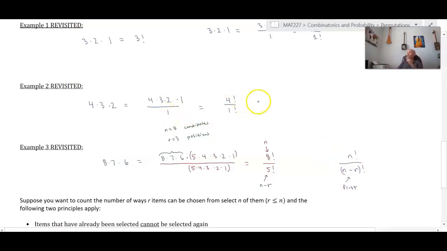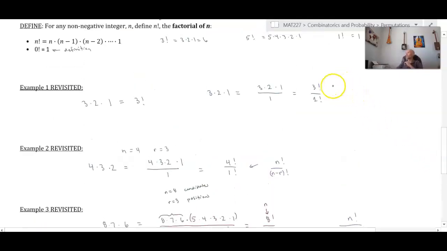Would that same thing apply up here? Well, up here, 4 was n. I had four letters. And n was equal to 4, r was equal to 3. So it is also true that 4 minus 3 is 1. And so if I take 4 minus 3, I will get 1 factorial in the denominator. Same thing applied up here. N was equal to 3. R was equal to 3.